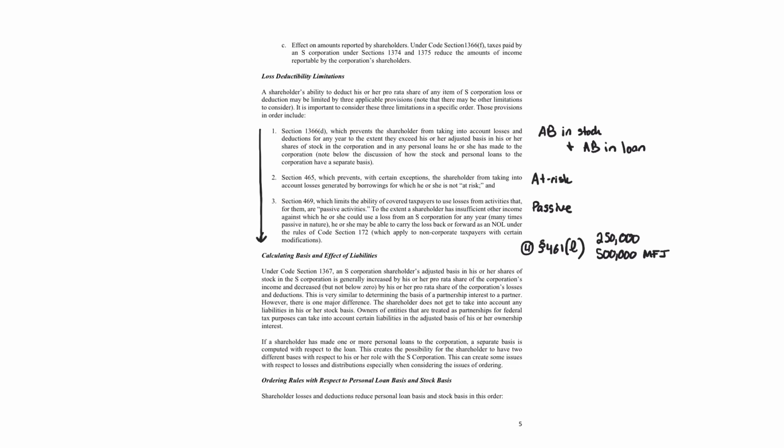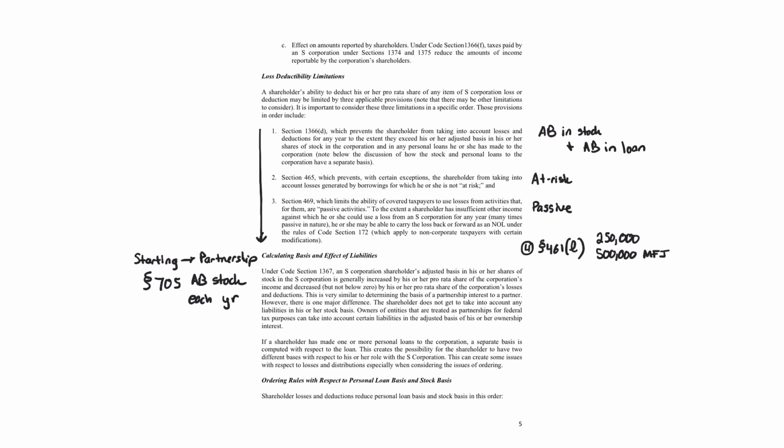All right, calculating basis and the effect of liabilities. So again, you're probably getting sick of me saying this, but when you're thinking about S corporations, your starting point is to think about the partnership tax rules. One thing you might remember is that in the partnership tax rules, section 705, we calculate the adjusted basis of the stock going forward each year. And we do the same thing for S corporations in the stock.